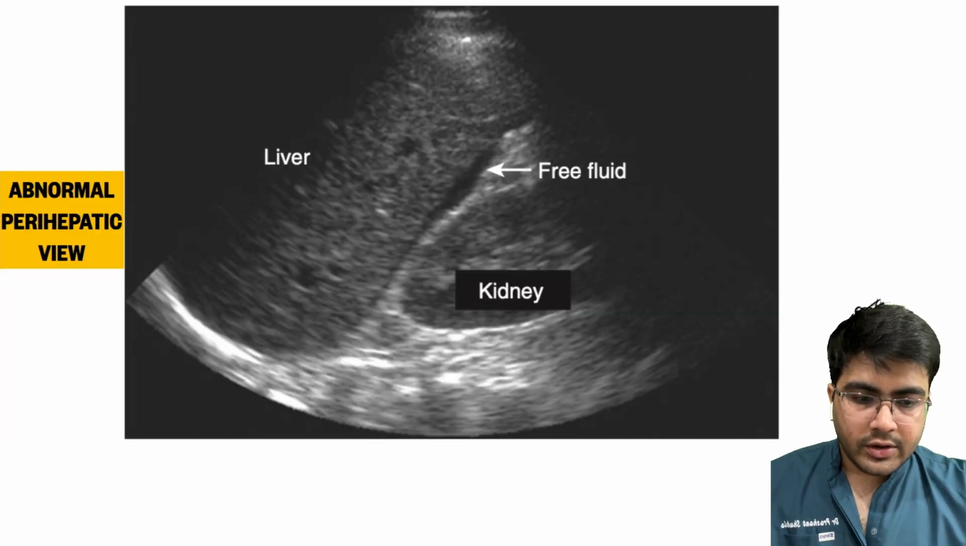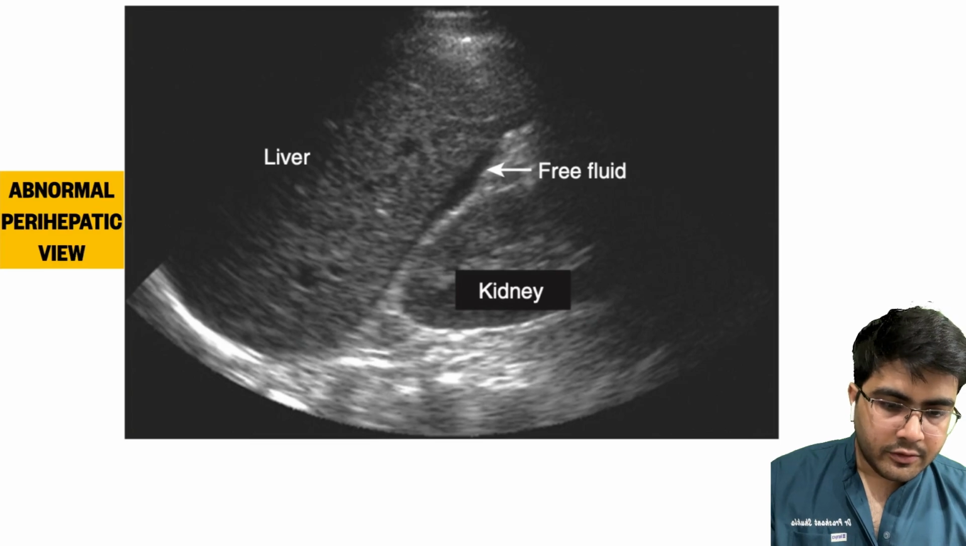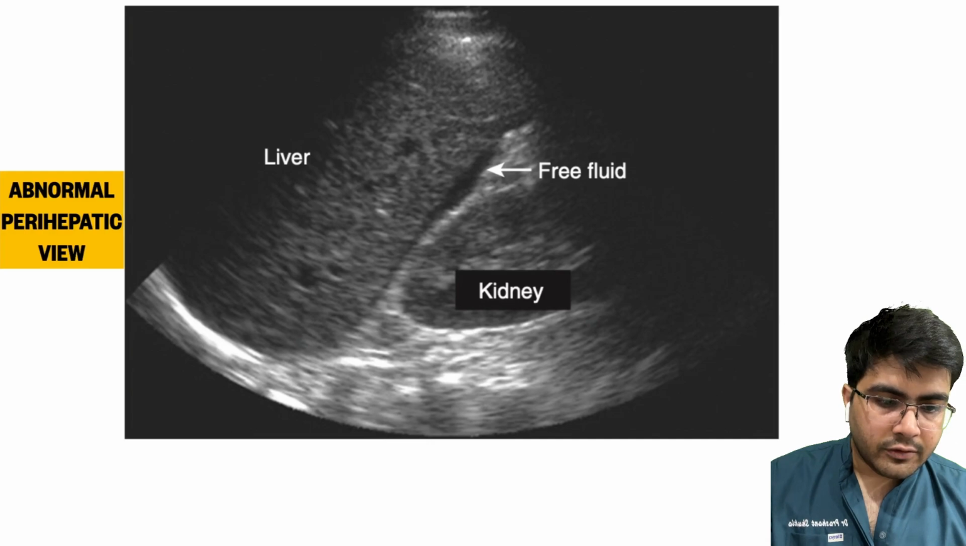Okay, so here this is an abnormal perihepatic view. Here you can see there is presence of liver, then there is a presence of kidney, and there is a white line between the two, and this denotes the presence of fluid which is providing echogenicity.